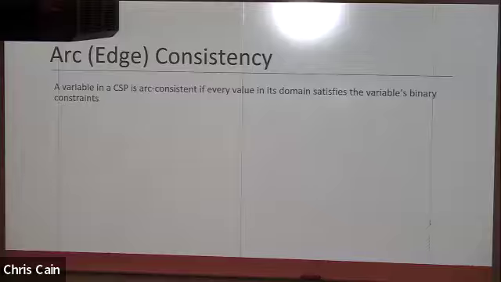So you can start with a definition. A variable in a constraint problem is arc consistent if every value in its domain satisfies that variable's binary constraints. And remember that if we have a more complicated constraint, we turn it into a set of binary constraints that are on that node.